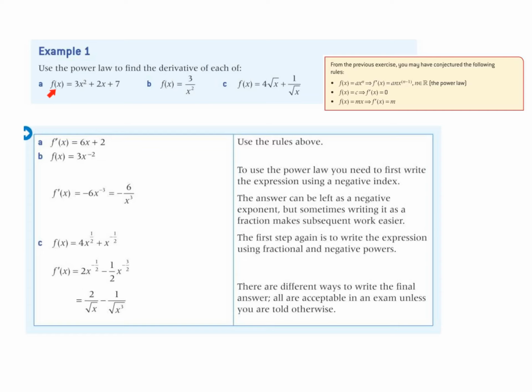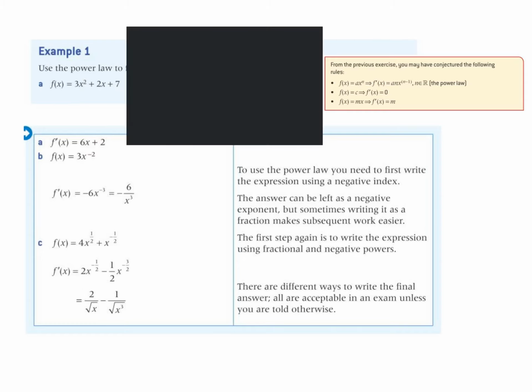The first one, the function is 3x squared plus 2x plus 7. All right, now they've already got the answer right here, 6x plus 2. It said use the rules above. But how did they get that? Let's have a look. All right, let's use that. We're looking at A, this one here.